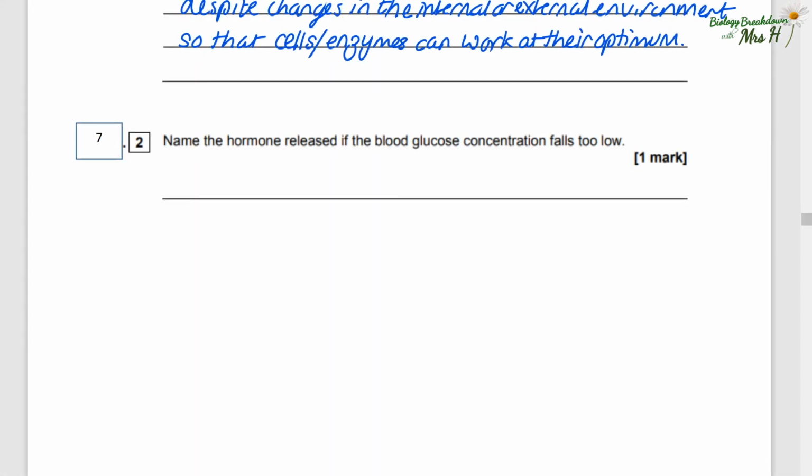Name the hormone released if the blood glucose concentration falls too low. That is glucagon. You've got to get this spelling right because glucagon is so similar to glycogen. The examiner needs to know that you've understood glucagon is the hormone.